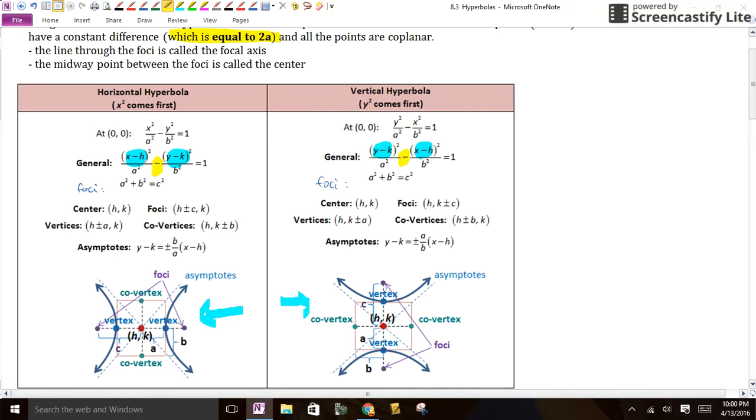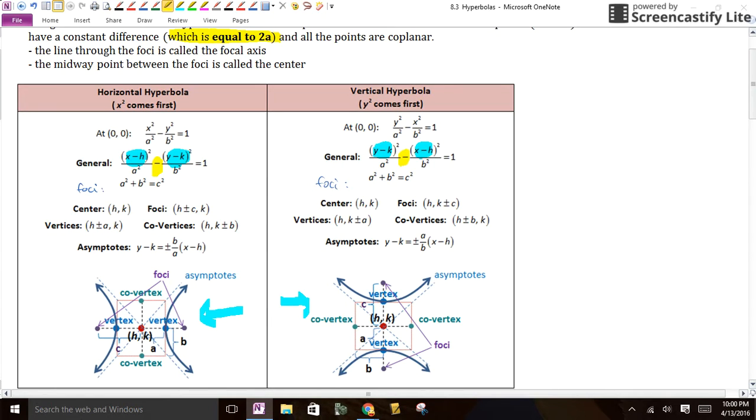And then really the big key now is: does it open up and down or left and right? That depends on which one's positive. If the x is positive, open it in the x direction. If the y is positive, then go ahead and open this up in the y direction. Now, what I mean by positive is what variable is following the negative sign. If it's an x, then I want you to open these in the y direction. And if it's a y, I want you to open these in the x direction.